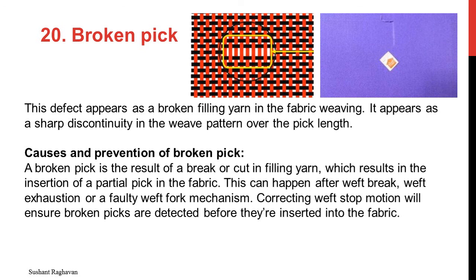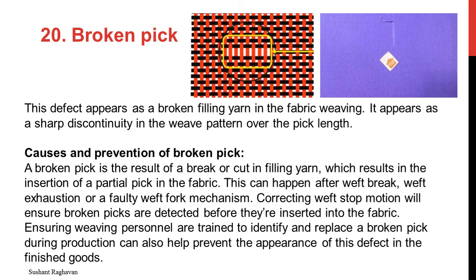A broken pick is the result of a break or cut in filling yarn. This results in the insertion of a partial pick in the fabric. This can happen after weft break, weft exhaustion, or a faulty weft fork mechanism. Correcting weft stop motion will ensure broken picks are detected before they are inserted into the fabric.